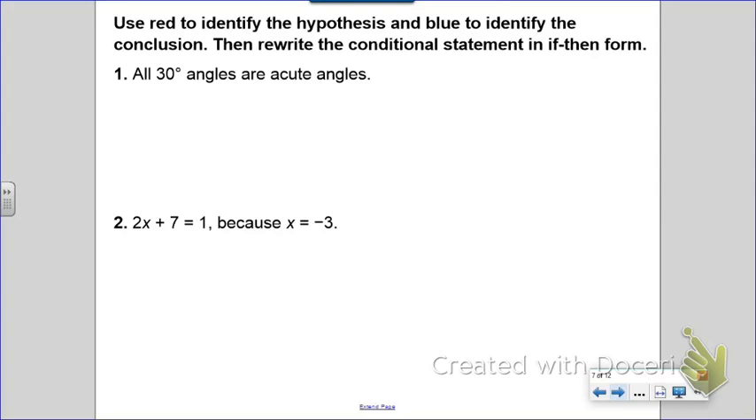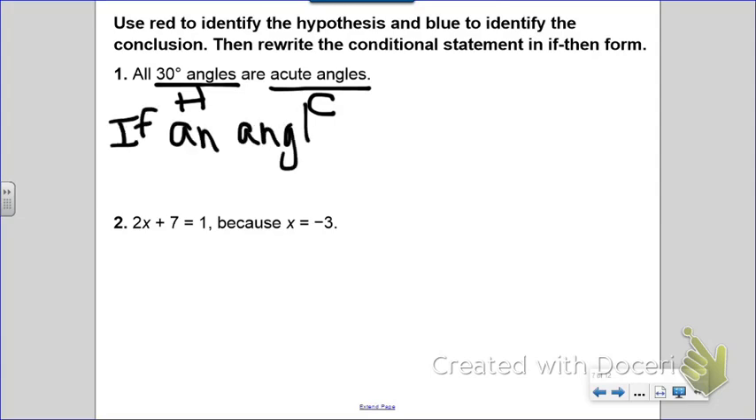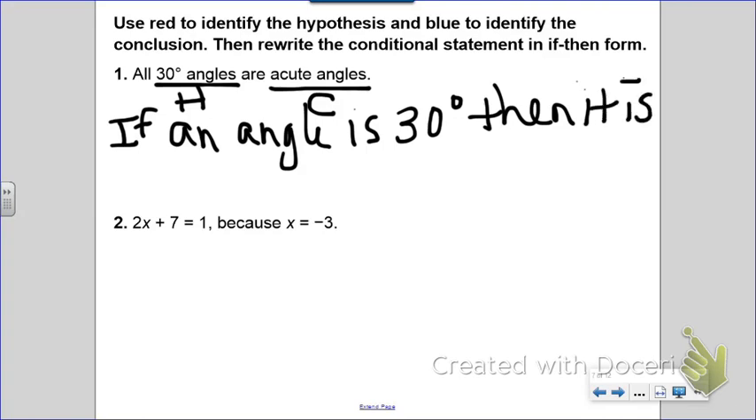Again, here's another example. We're going to identify the hypothesis and conclusion and then write in if-then form. All 30-degree angles are acute angles. So 30-degree angles would be the hypothesis. Acute angles would be the conclusion. So again, we can state this as: if an angle is 30 degrees, then it is acute. You can rewrite it so it makes logical sense. It has to be in if-then form without changing the meaning of it.